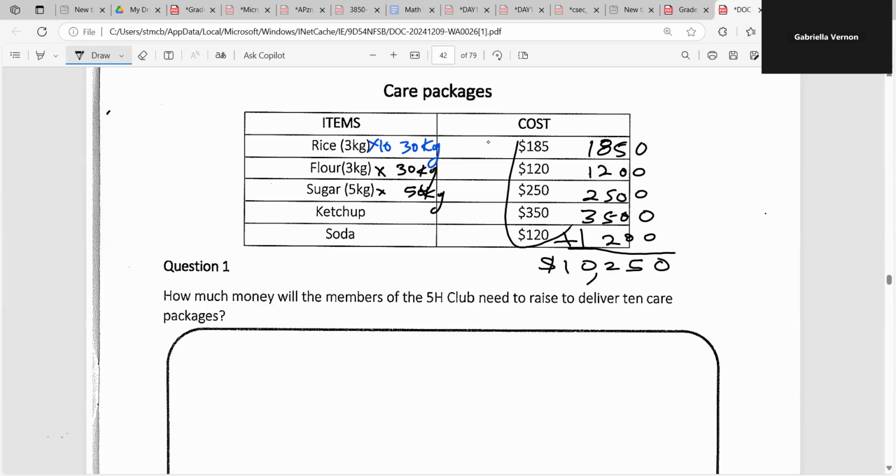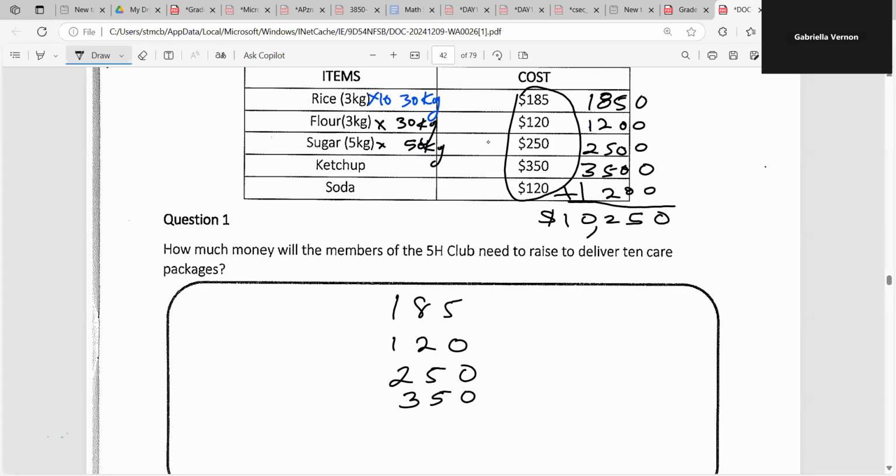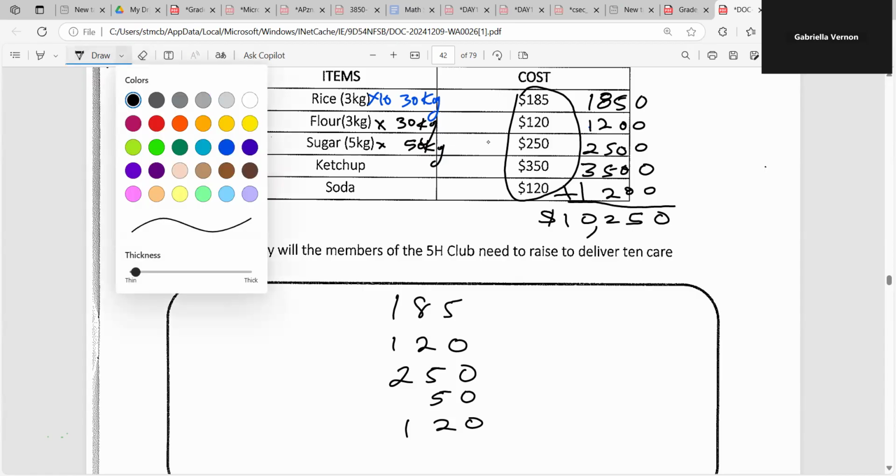350 plus 250 plus 185 plus 120 plus 120 gives you 1025. That is one care package. And then you're going to multiply 1025 times 10. 0, 50, 020, 000. Then you're going to put your placeholder.